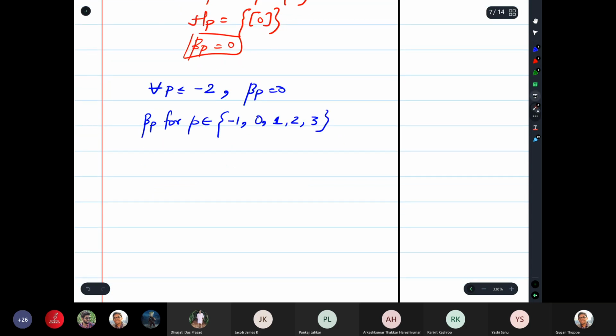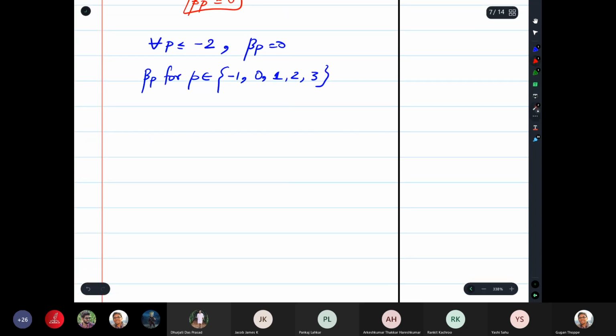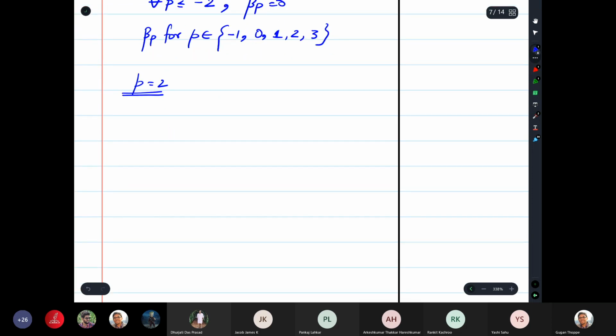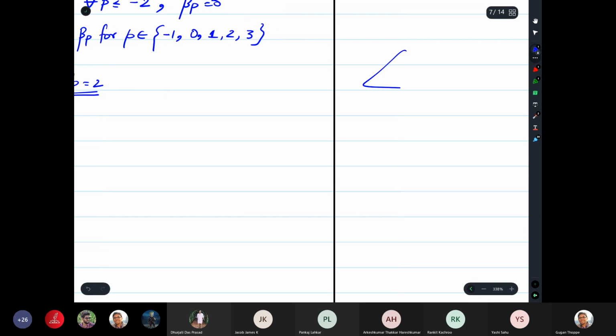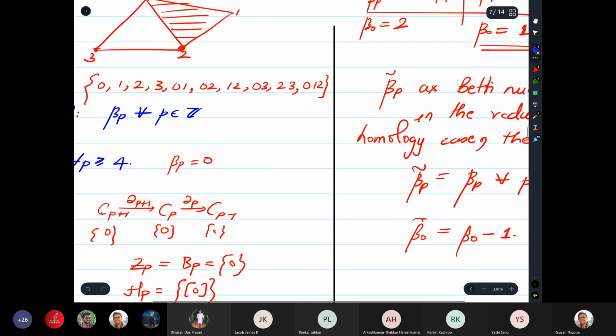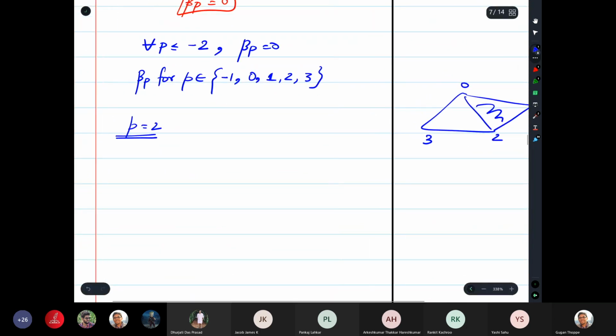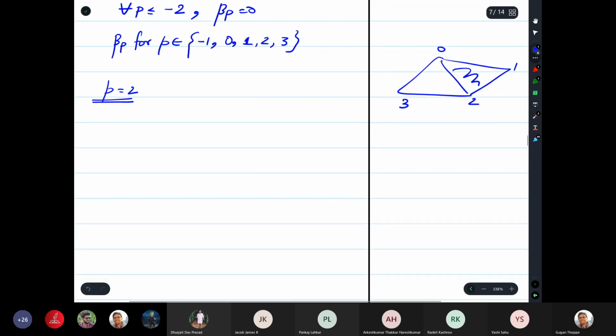So you don't have to compute it in any order, but let's look at the easy case, p equals 2. Can one of you please volunteer in the p equals 2 case? So maybe I'll draw this simplicial complex here. This is what it is, and the vertices are 0, 1, 2, 3. Can one of you tell me what will happen in the p equals 2 case? You have to tell me what beta 2 is.